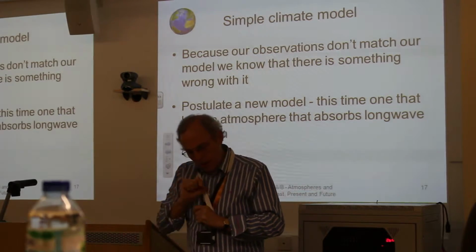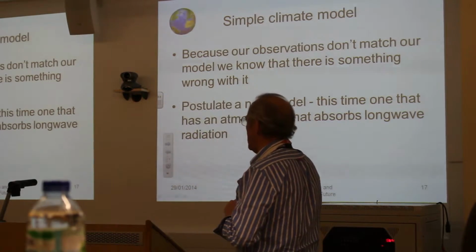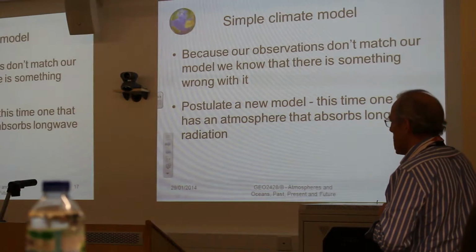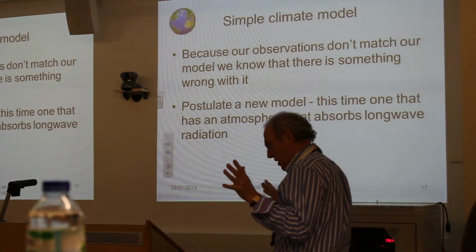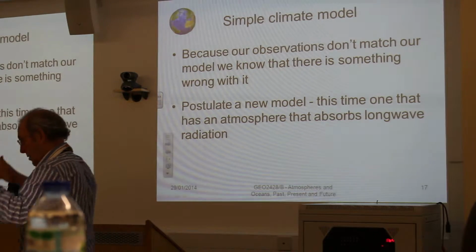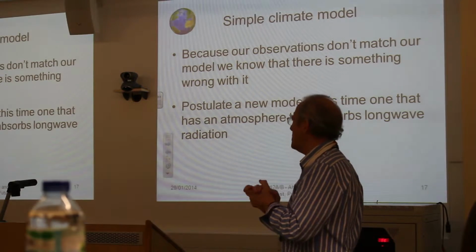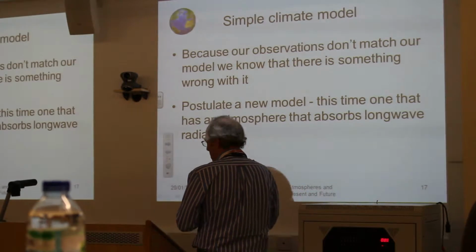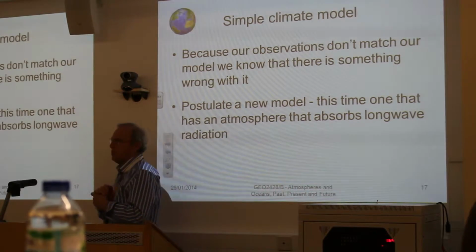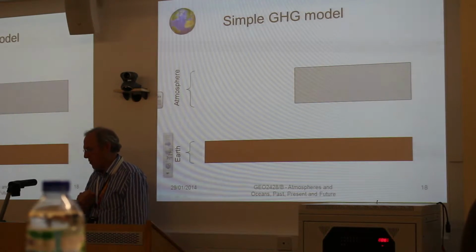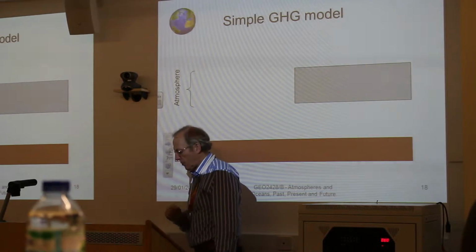So we postulate a new model, and the way we postulated that is to say that we have an atmosphere. The previous model said nothing about the nature of the atmosphere at all. A uniform, sort of inert atmosphere, this is what would happen. So we say, no, let's have an atmosphere and let's bung in on that atmosphere something that does something to long-wave radiation. So we have an atmosphere and we separate it from the Earth.